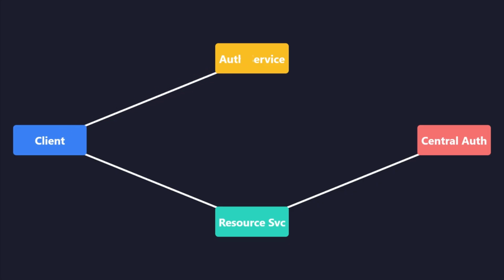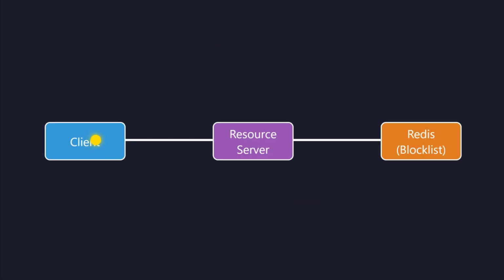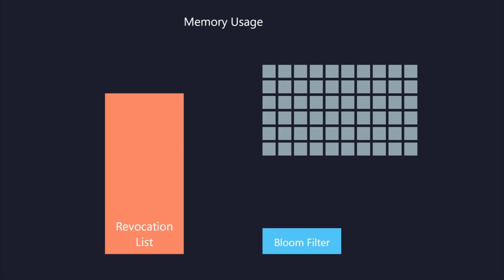In a microservices architecture, the authentication service issues the tokens, while resource services verify them. This separation of concerns requires a centralized authority for public key distribution and revocation status. Revoking a stateless access token before it expires is difficult. One method is maintaining a short-lived block list in an in-memory store like Redis to check tokens against revoked identifiers.